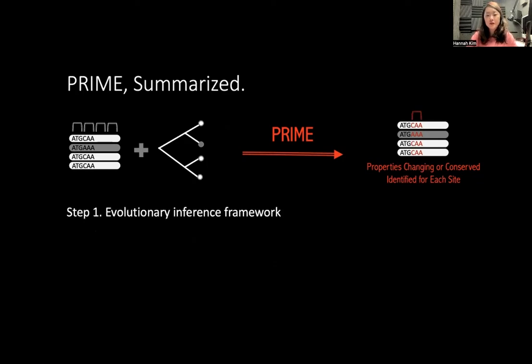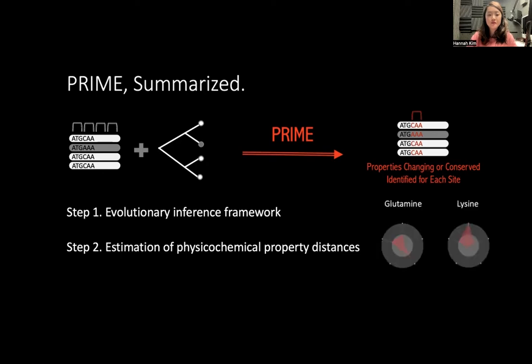First, PRIME builds on top of an evolutionary inference framework that takes amino acid site specificity into account. Second, it estimates physicochemical property distances of the input alignment. Vectors of predefined property values for each amino acid are used.